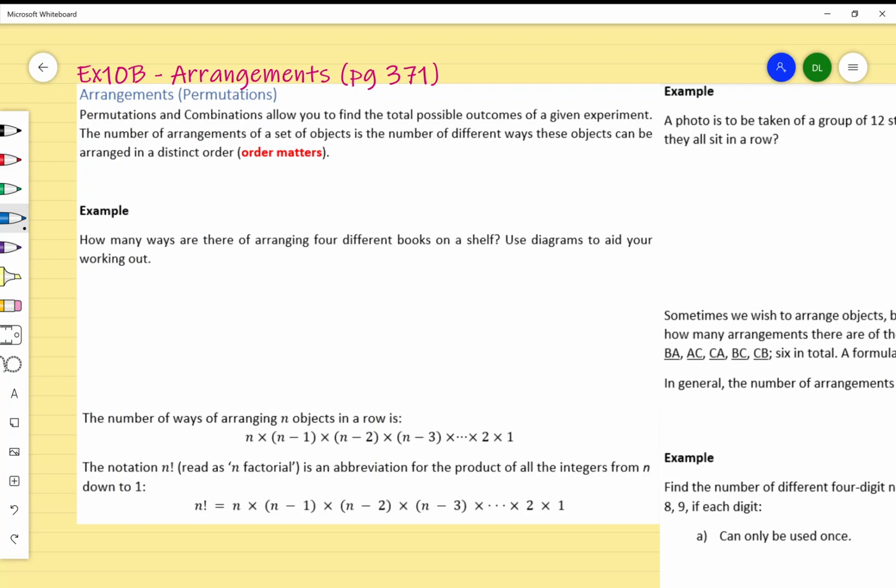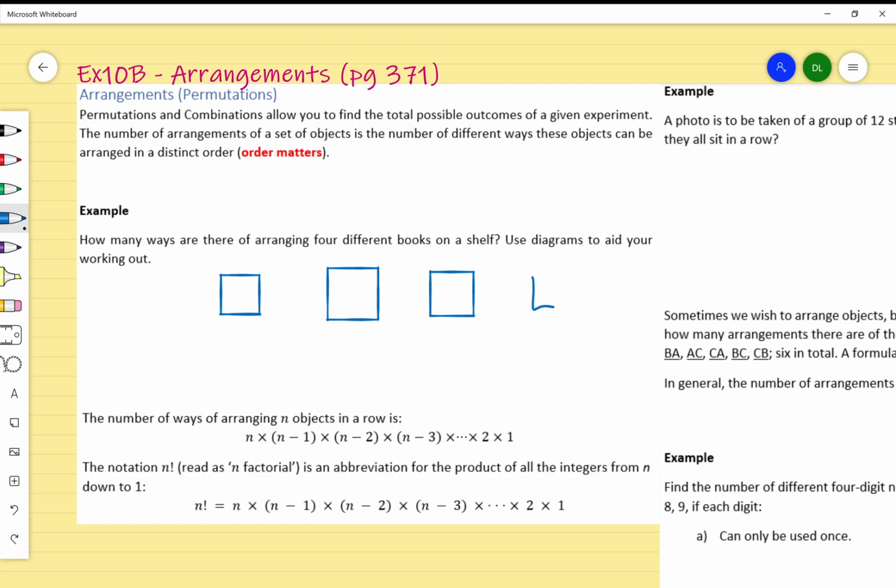So in the first example, we've got a question where it's asked, how many ways are there of arranging 4 different books on a shelf? Use your diagram to aid your working out. Now, this is, like I said, more of a thinking exercise, isn't it? So if you were to imagine how many different ways you can arrange 4 books, it's pretty straightforward. I'm going to go ahead and draw the boxes. This is the box method. You don't have to use it, but you're more than welcome to.